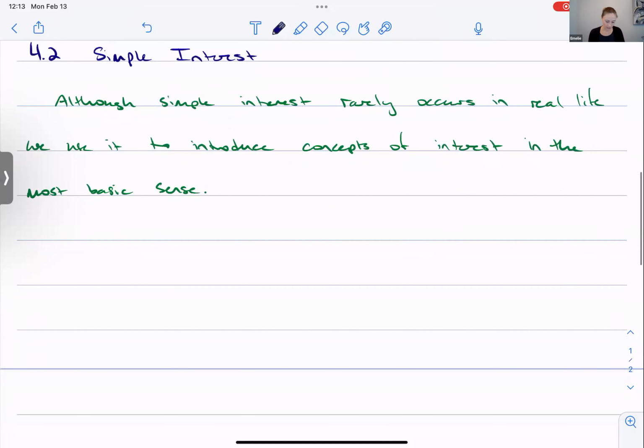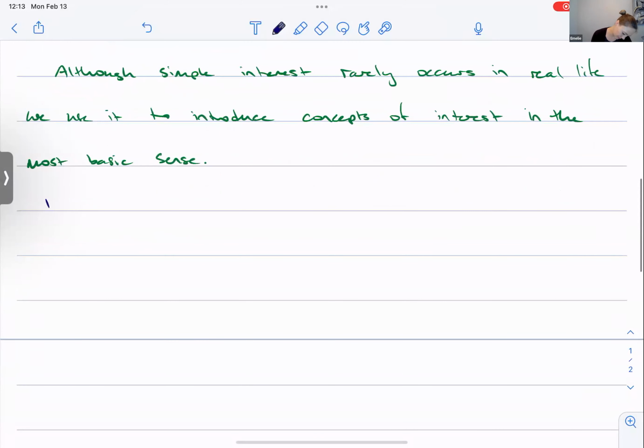So in general, an initial deposit. Here we're going to talk about, you might be investing money or you might be borrowing money. The exchange doesn't really matter. If I borrow money, then I need to pay interest. If I invest money, then they need to pay me interest. But the amount of interest is going to be the same.